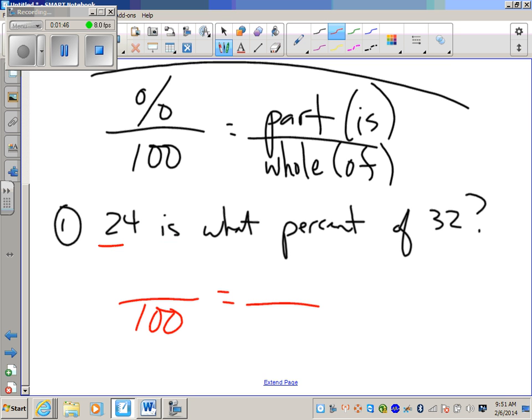So you have a 24 is and an of 32. Which one goes on the top? Which one goes on the bottom? 24 on the top, 32 on the bottom. Very good. Okay. Now from here, take a look at what you're working with.